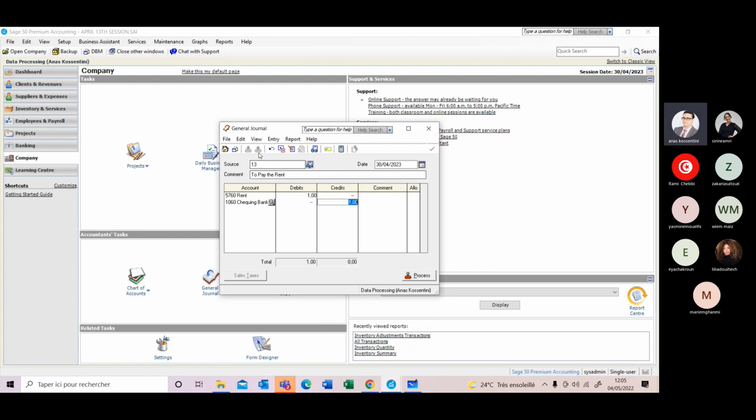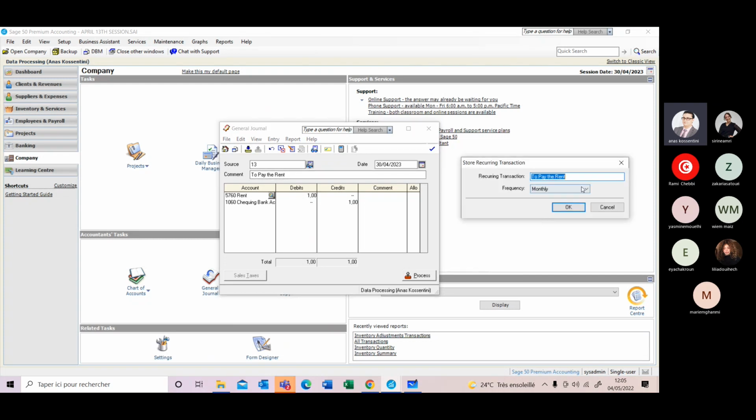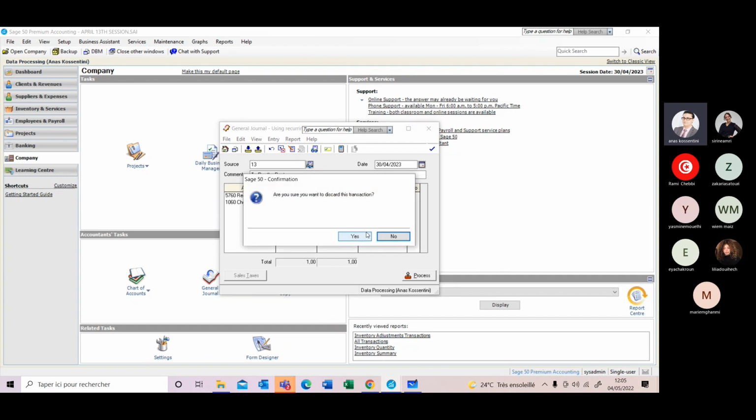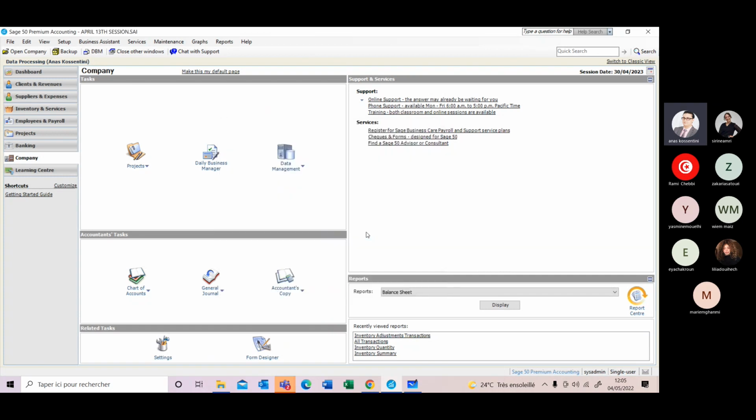If you have to store this as a recurrent transaction, you can do that. Is it just for $1? Because I would like to change the amount every time. So you can put it simply as $1, because the next time you have to record the recurrent transaction, you can record it without the amount. So for example, to pay the rent, you record it this way, monthly. Okay, so it's stored as a recurrent transaction, but it's not yet recorded.